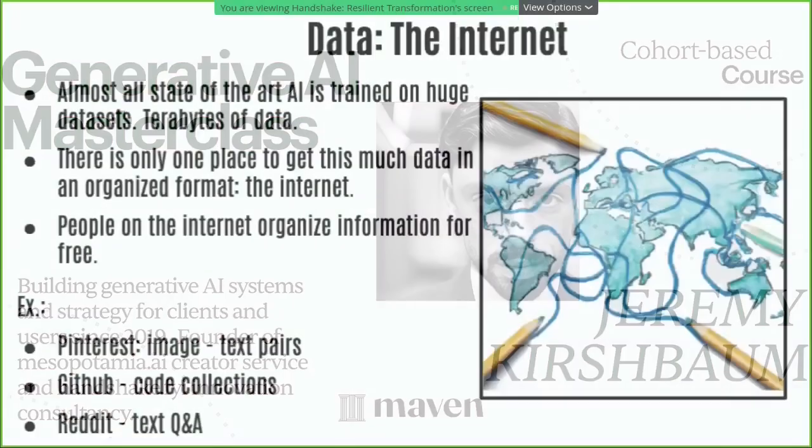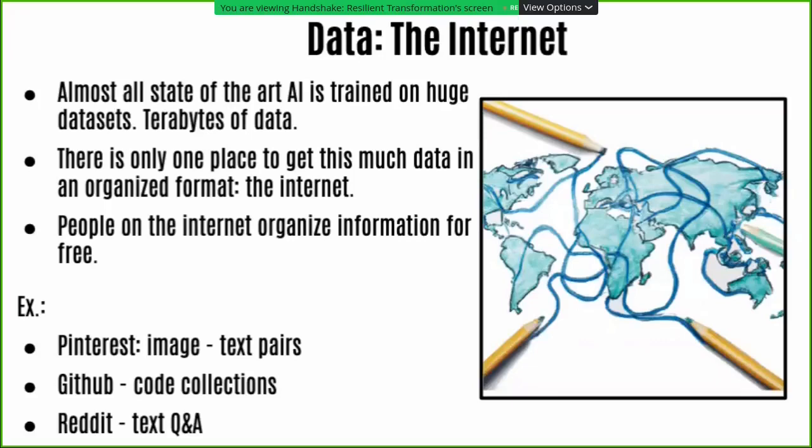AI, generative AI, is trained on data, and data for generative AI largely comes from the internet, at least right now, combined with information in companies. So it's specifically with the kind of generative AI that we're doing with transformers, you need lots of data, huge amounts of data, terabytes of data. And there's only one place in the world to really get this data in an organized format, and that's the internet. And this is because people on the internet organize information for free.